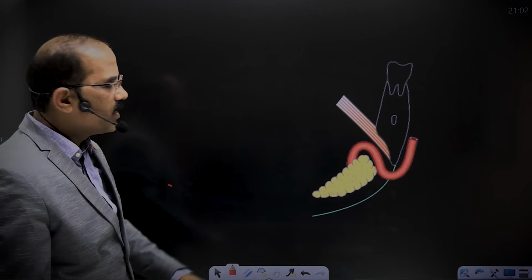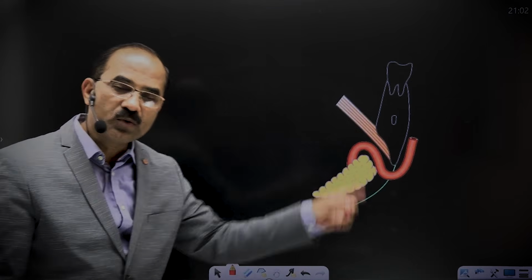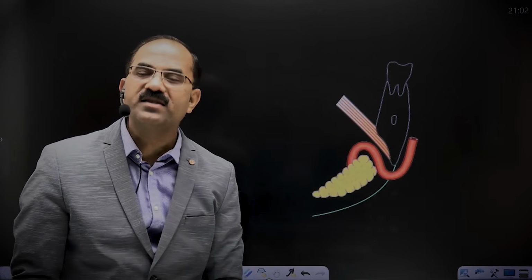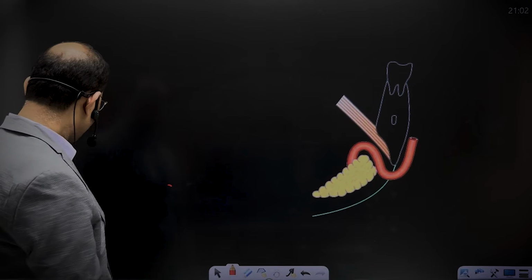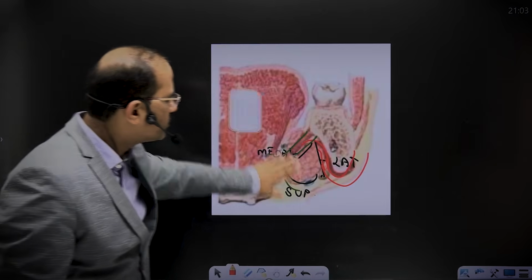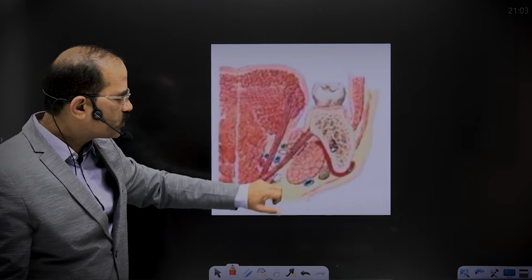Look at this. This is what I was telling you. This is the loop of the facial artery. It forms an S-shaped loop over the submandibular gland. Clear, students? I hope this is clear to all of you. The relations of the gland are clear to all of you. Fine, no? The gland is J-shaped. That's the superficial part. That's the deep part.